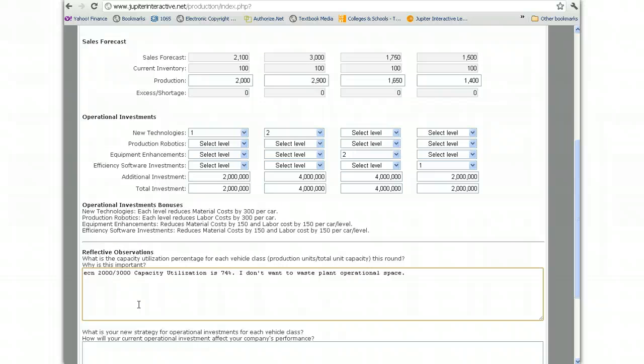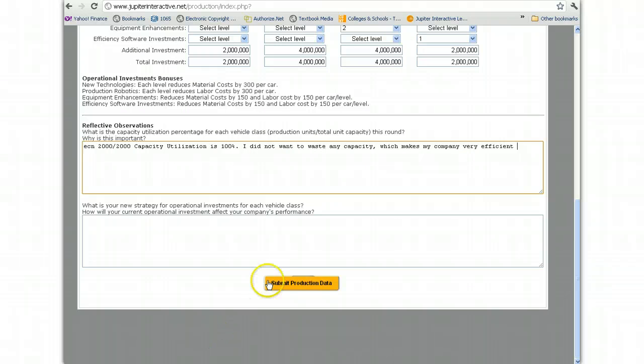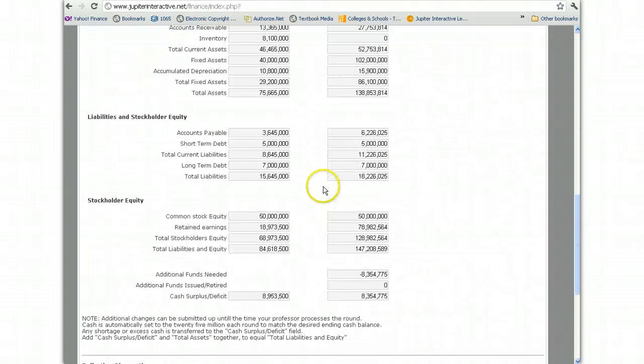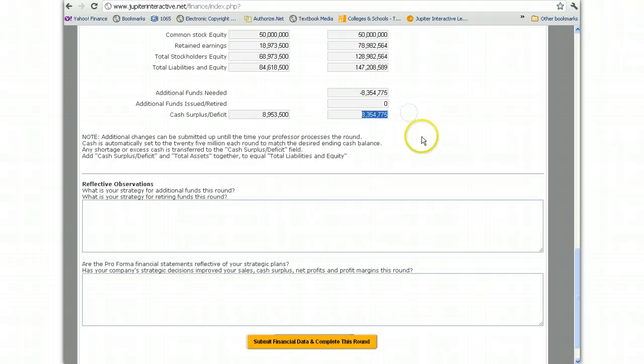I could actually say that I would have to update this, that I'm forecasting to build... see, my production is 2,000 and my capacity is 2,000. So then my capacity utilization would change to 100%. And I could write, I did not want to waste any capacity, which makes my company very efficient. All right, save that. Okay, now when I go to the finance page, I go down here, I see that I have an $8 million surplus.